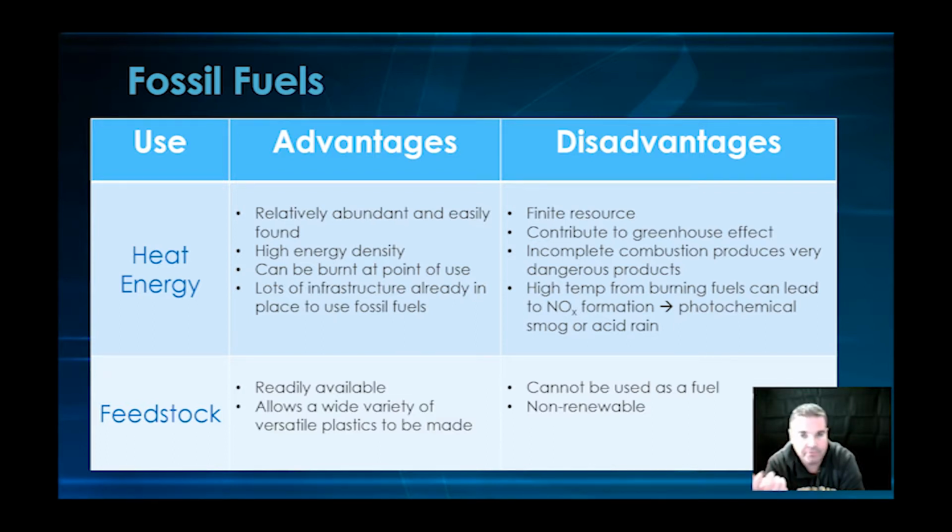Downside obviously is that it's a finite resource, massive contributors to greenhouse effect. When we burn the fossil fuels, we release large amounts of carbon dioxide. If we have incomplete combustion, which happens quite often when we don't have enough oxygen for the burning of our fossil fuel, we get dangerous products, more on that in a minute. And the high temperature can lead to the formation of oxides of nitrogen. So when you see this here which says NOxes, that means oxides of nitrogen, and hopefully you remember that from the first topic where lightning strikes or combustion engines produce high amount of energy which breaks the nitrogen triple bond, and that can contribute to photochemical smog and acid rain.